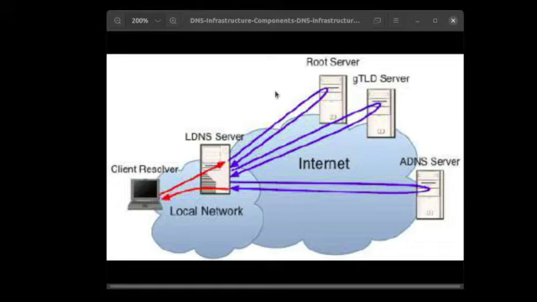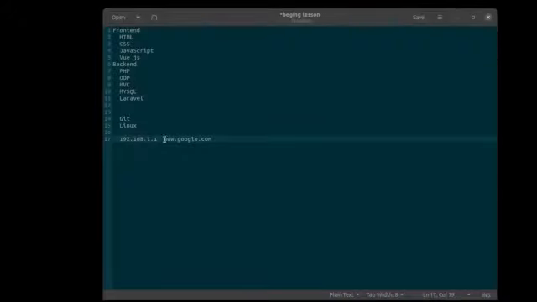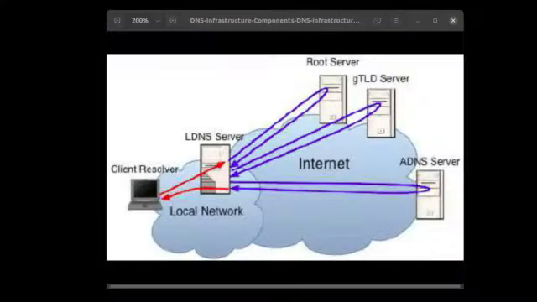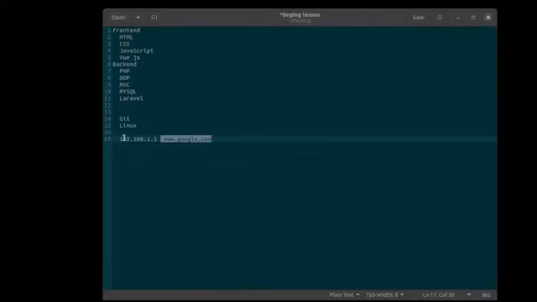And whenever you put this in the URL of your browser and you send a request to the server, it will understand this with the help of the DNS server.